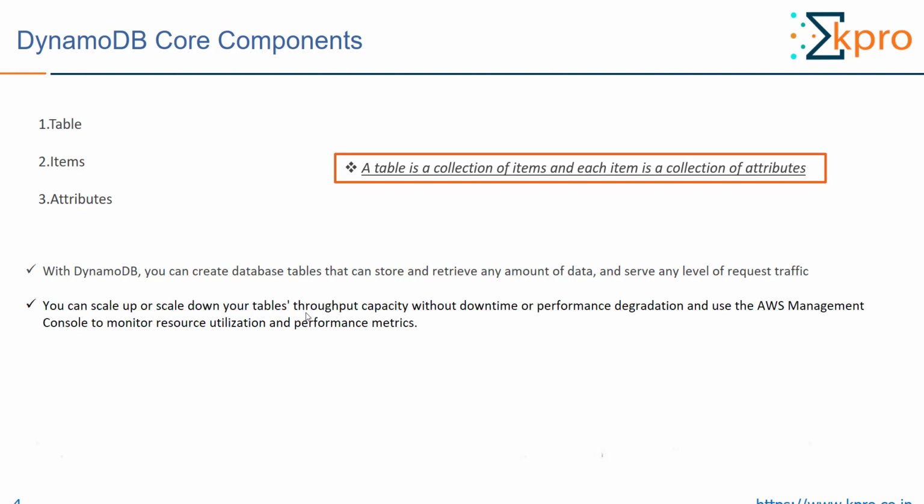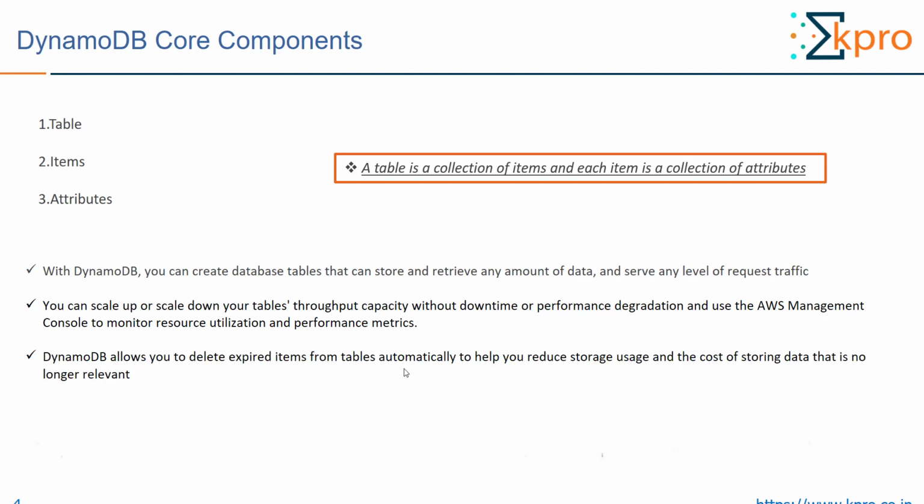You can scale up and scale down your table throughput capacity without downtime or performance degradation, and use the AWS Management Console to monitor resource utilization and performance metrics. I told you there is throughput capacity, read and write capacity, and there is provisioned capacity and on-demand capacity. We'll discuss these capacity topics in our future videos, but here just understand that we can increase the table throughput capacity online without disturbing the current setup.